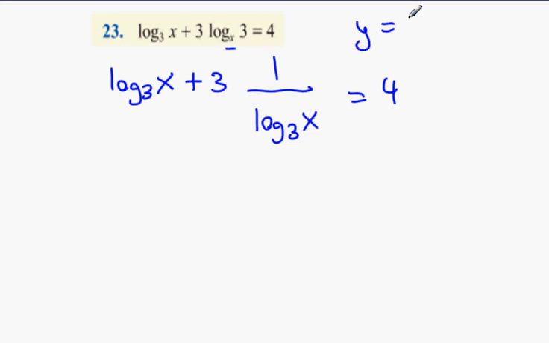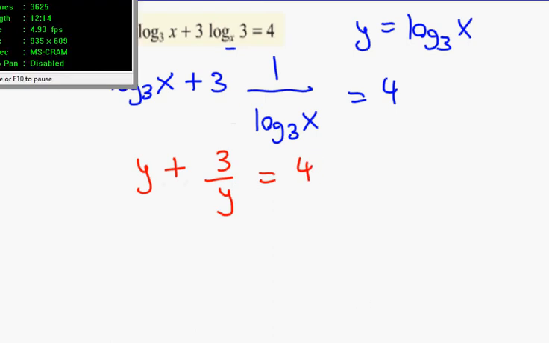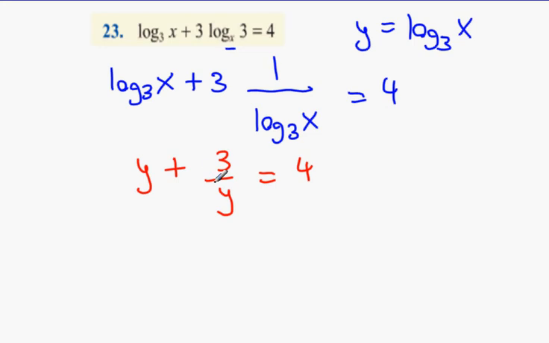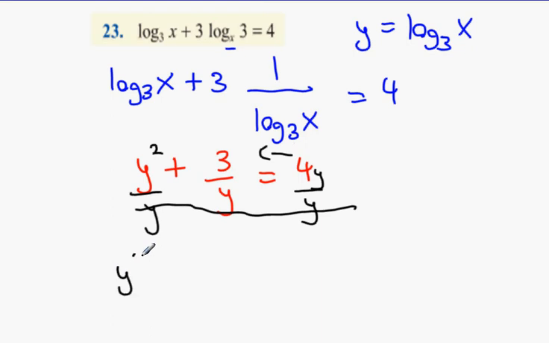Then we say let y equal log x to the base 3, and what we're left with is y plus 3 over y equals 4. Next we multiply everything by y, so we get y squared, and 4y over y, and this is over y as well. All the y's cancel. Bring the 4y over to the other side, so we get y squared minus 4y plus 3 equals 0.